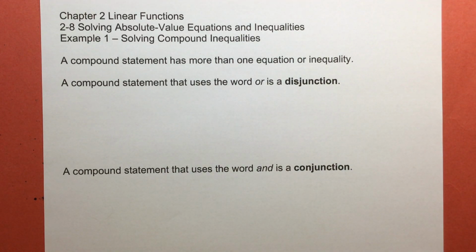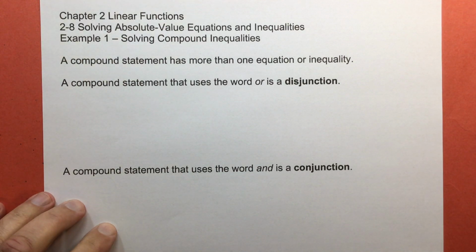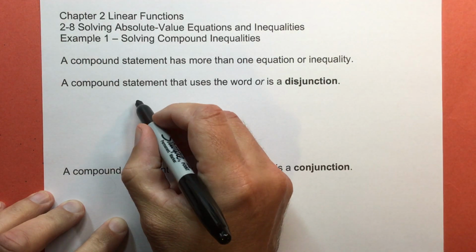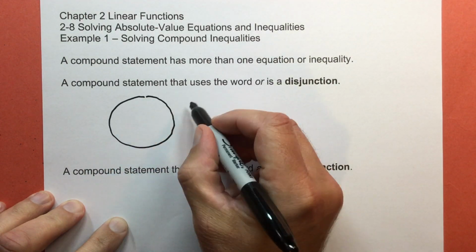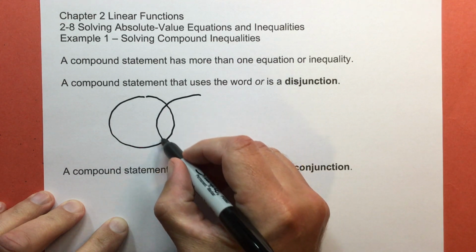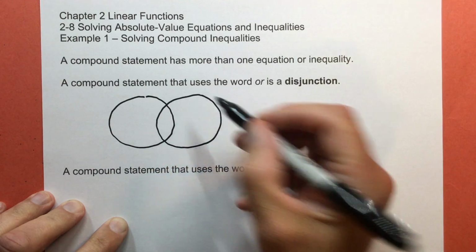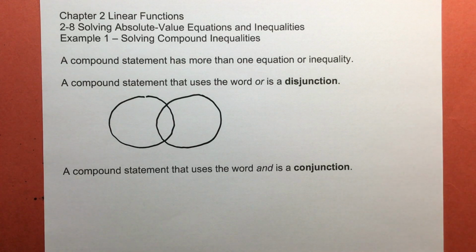But first, before we get into that, we need to talk about the words or and the words and. So think of this situation. This is called the Venn diagram. I know the English teachers use this, but it's actually a math idea. So let's say that I have a situation where maybe there's a class.